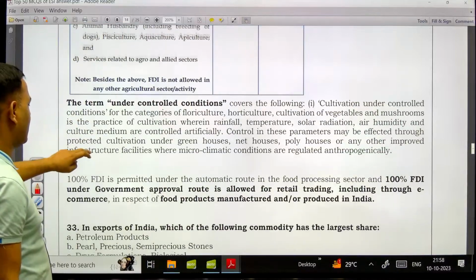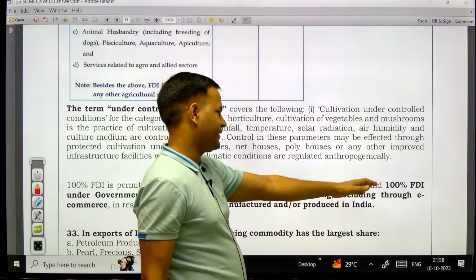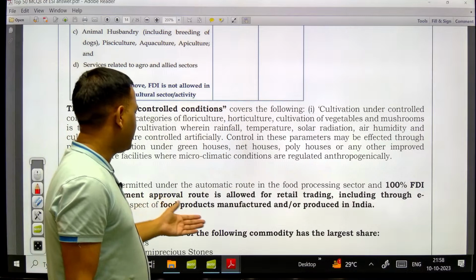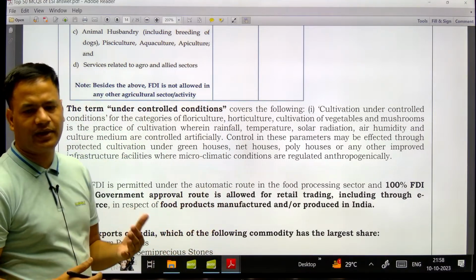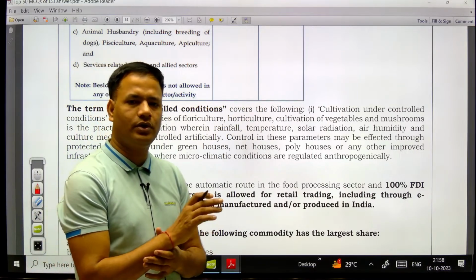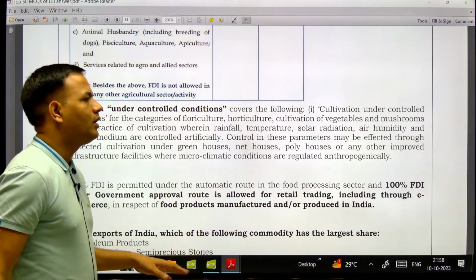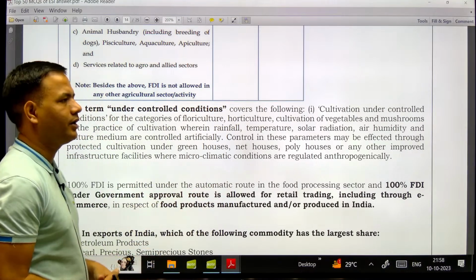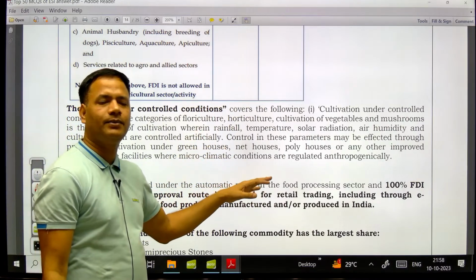So 100% FDI is permitted under the automatic route in the food processing sector, and 100% FDI under the government approval route is allowed for retail trading. If you are doing food packaging or retail trading of food items, processed food items, then government approval is required, but in the food processing sector it is 100% automatic.